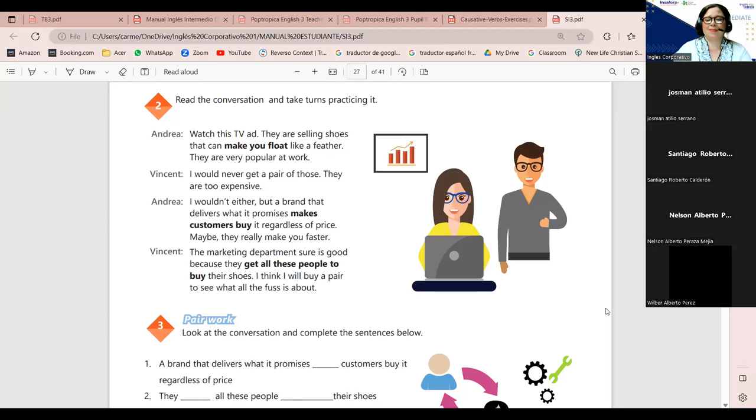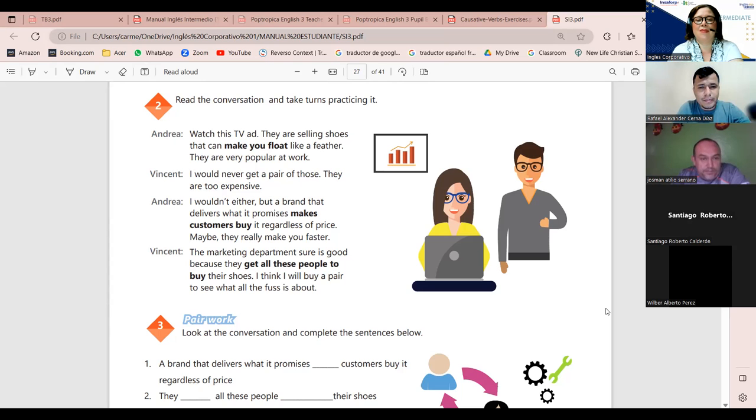Okay, teacher. Look at this TV ad, they are selling shoes that make you float like a feather. They are very popular at work. I will never get a pair of those. They are too expensive. I wouldn't either, but a brand that delivers what it promises makes customers buy regardless of price. Maybe they really make you faster. The marketing department sure is good because they get all these people to buy their shoes. I think I will buy a pair to see what all the fuss is about.